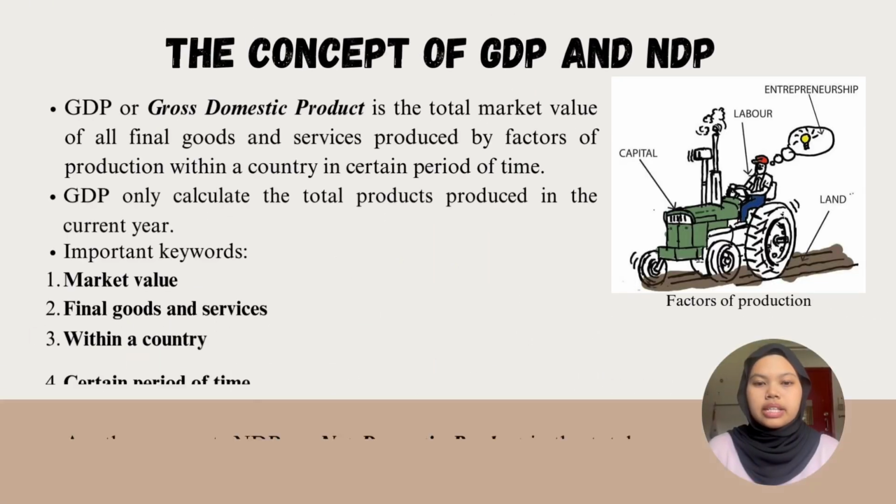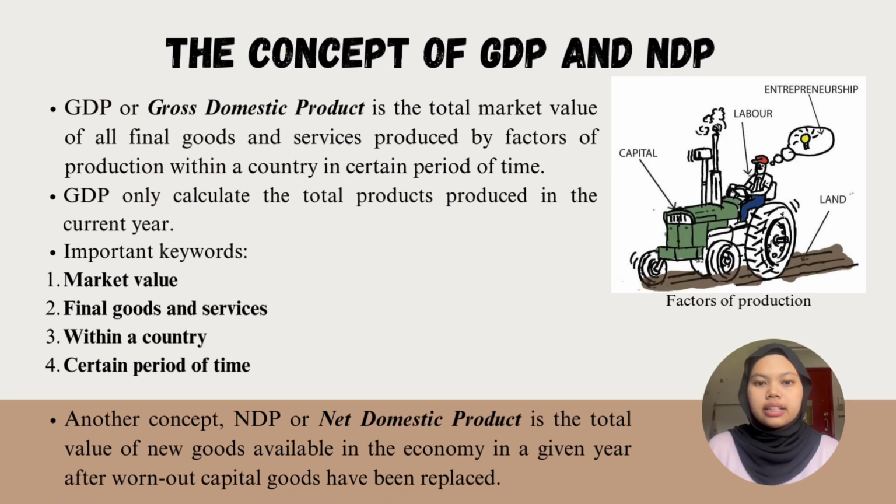As mentioned previously, GDP is a measurement used in calculating national income. GDP, or its full term Gross Domestic Product, is the total market value of final goods and services produced by factors of production within a country in a given period of time. In order to understand the meaning of GDP better, here are four important keywords that we need to memorize.